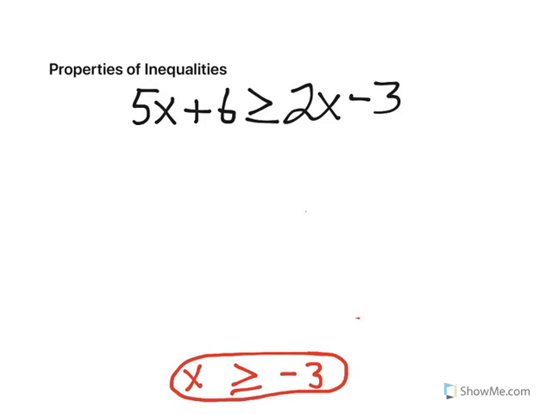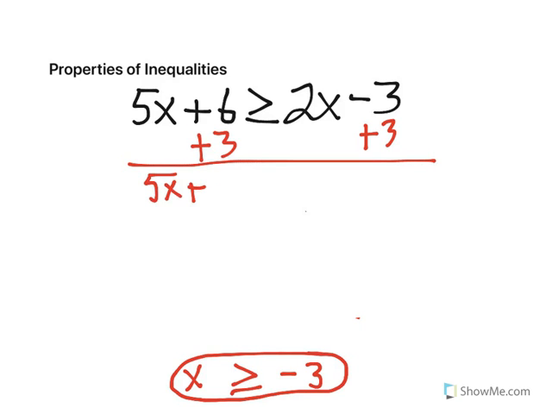Okay, here's where the little trick comes in that I told you about earlier. If, for example, I move the variables to the right side and the numbers to the left, let's do that. So I want to get rid of this 3 here, but it's negative, so I have to add 3 to get rid of it to make it 0. And I add 3 over here. So now I get 5x plus 9 is greater than or equal to 2x, because those cancel out.